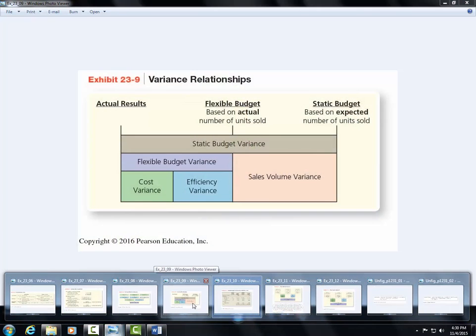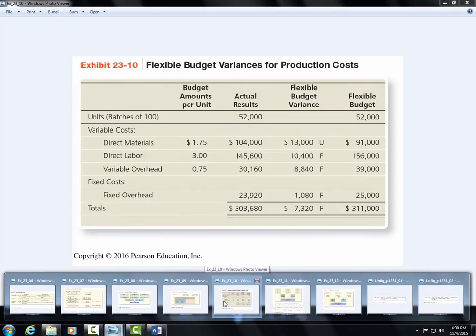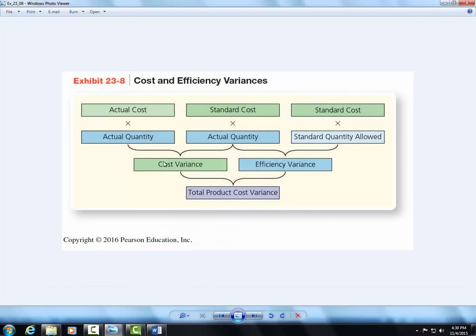You can use these formulas to calculate your cost variance or your efficiency variance. You can set it up into 3 columns like this, where you take your actual cost times your actual quantity, and then your standard cost times your actual quantity, and the difference between those two numbers would be your cost variance. Then you could take the number you calculated here and compare it to your standard cost times your standard quantity allowed, and take the difference, and that would give you your efficiency variance. So you can do it in the 3-column approach.